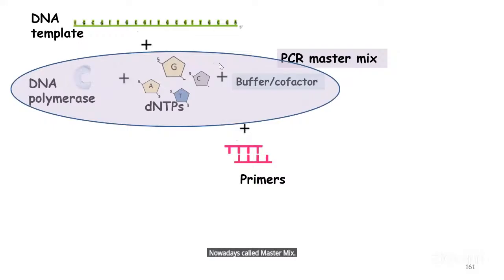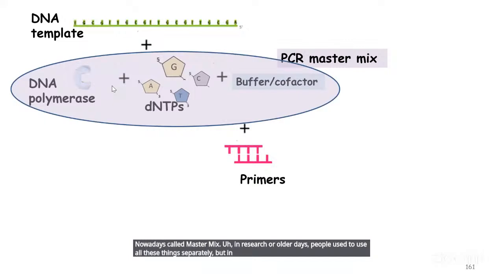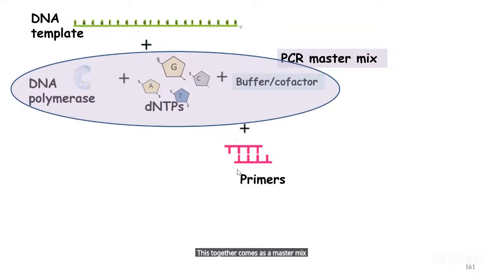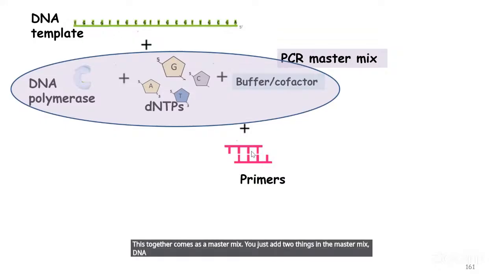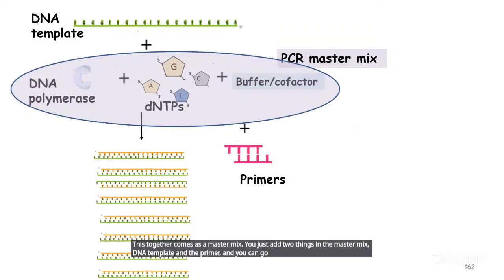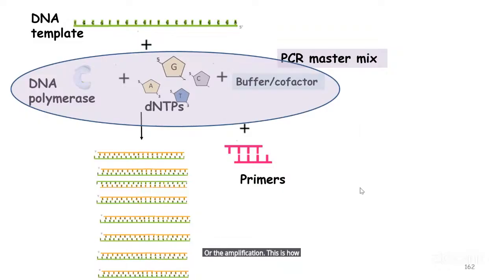In research or older days, people used to use all these things separately, but in diagnostic labs nowadays, this together comes as a master mix. You just add two things to the master mix, DNA template and the primer, and you can go for the PCR reaction or the amplification. This is how it is done.